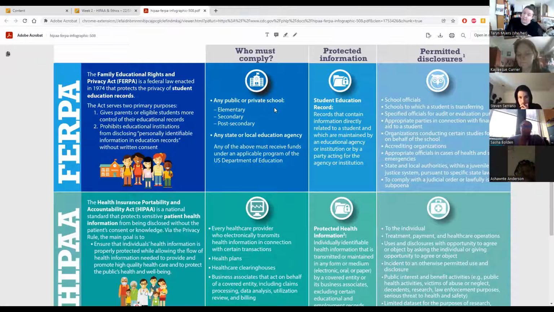The protected information here is the student education records. Grades, but also at some institutions, let's say you see a school counselor, your mental health notes might be in there, right? Or you see the school nurse, right? So they are maintained by that school or some other educational agency or institution that again receives federal funding.